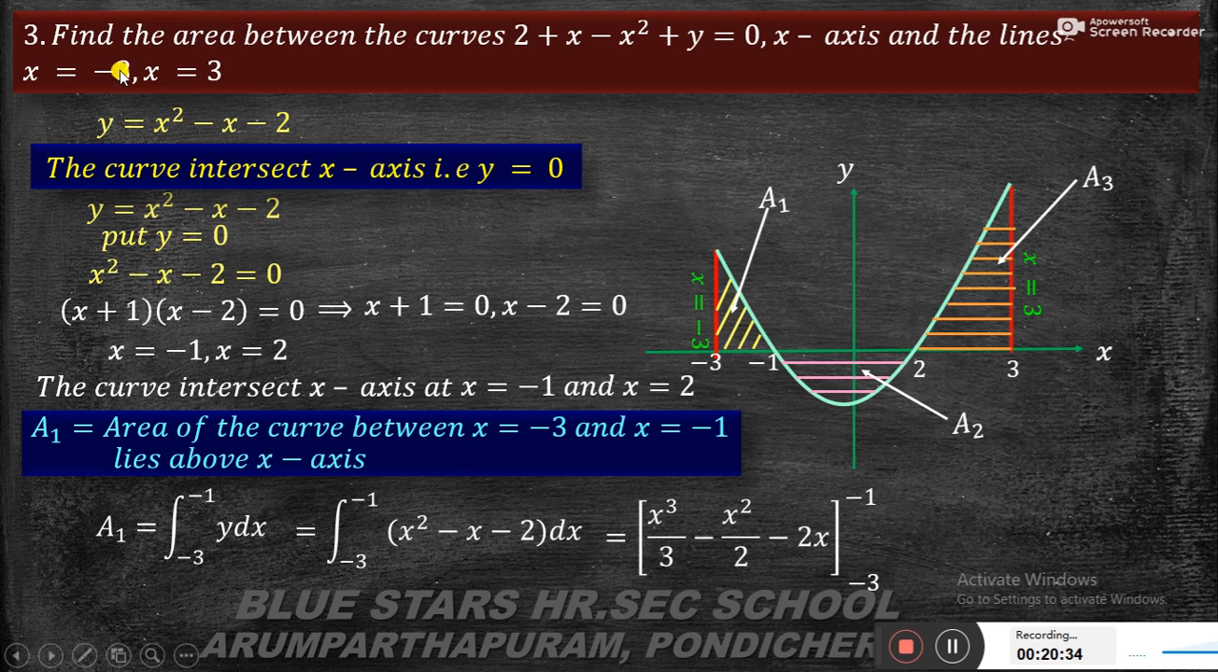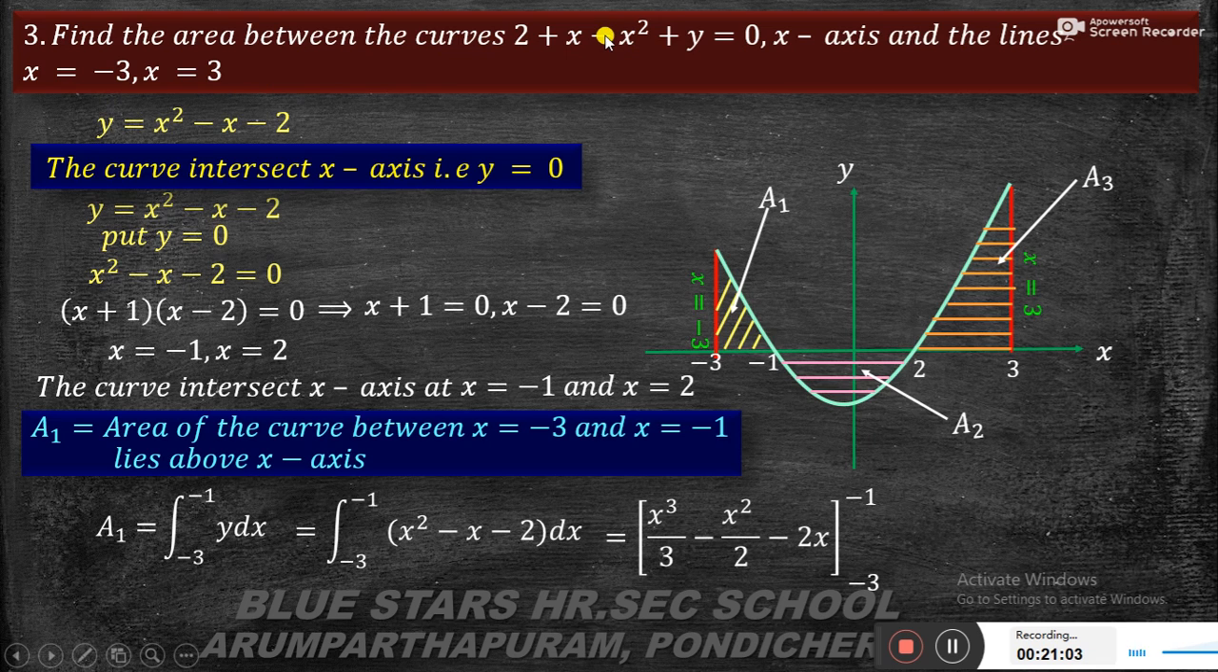So next, third problem: find the area between the curve 2 plus x minus x square plus y equal to 0, x-axis, x equal to minus 3 and x equal to 3. So you see the question, find the area between the curves. This is the area between the curve 2 plus x minus x square plus y equal to 0, the x-axis and the lines x equal to minus 3, x equal to 3. So find the area.